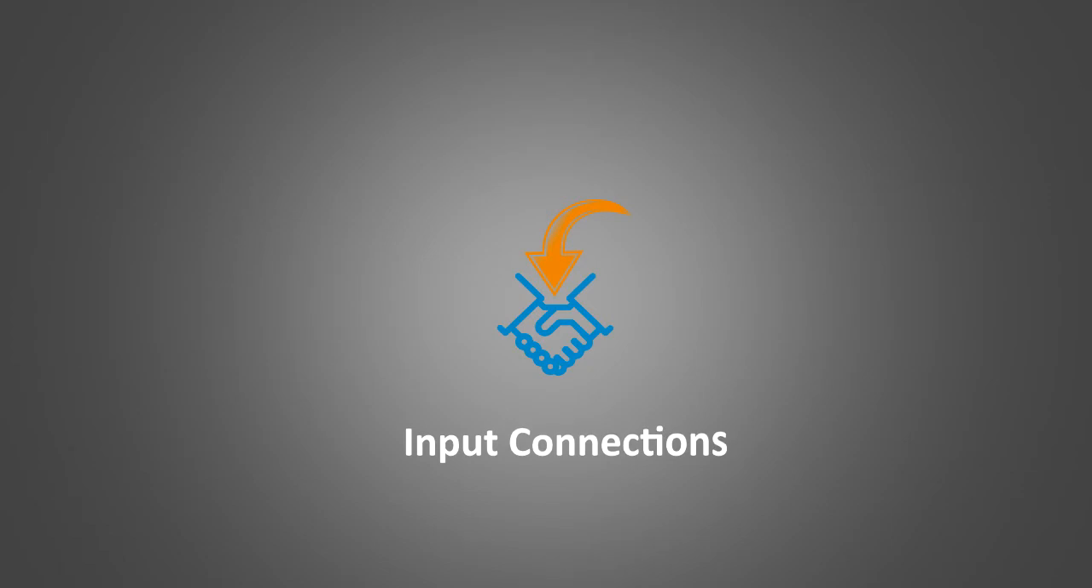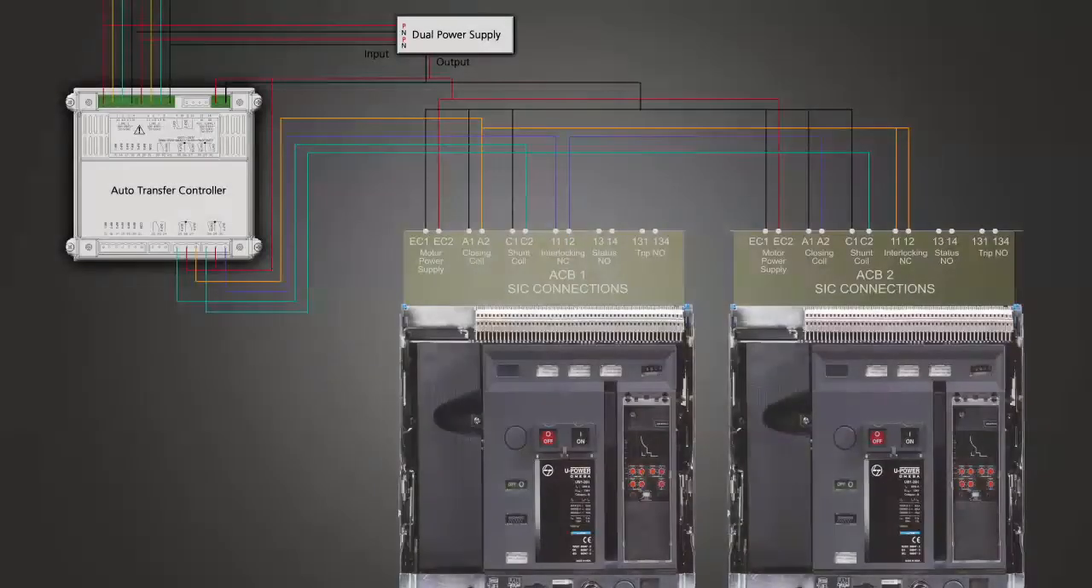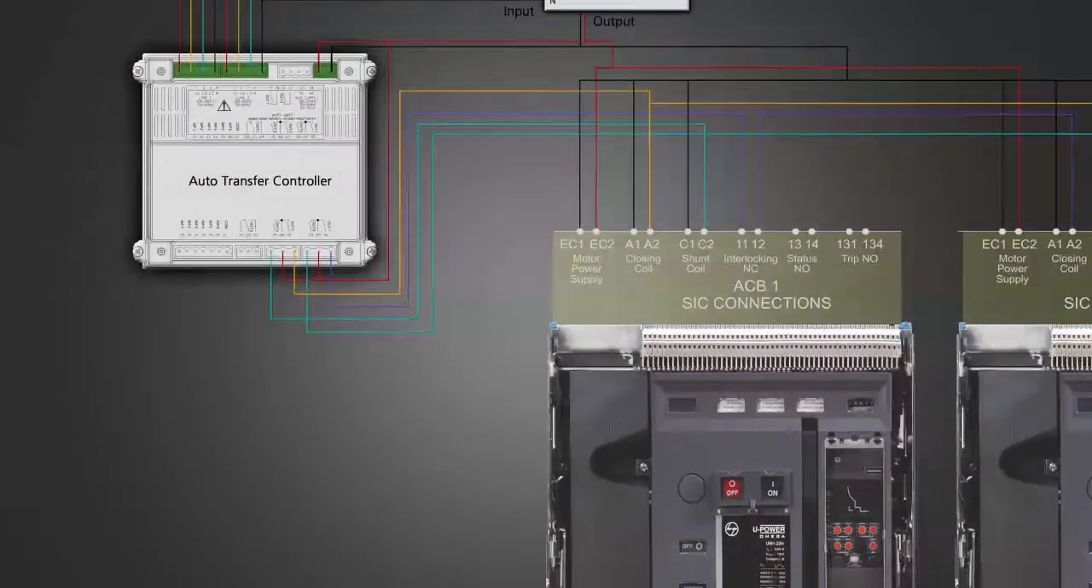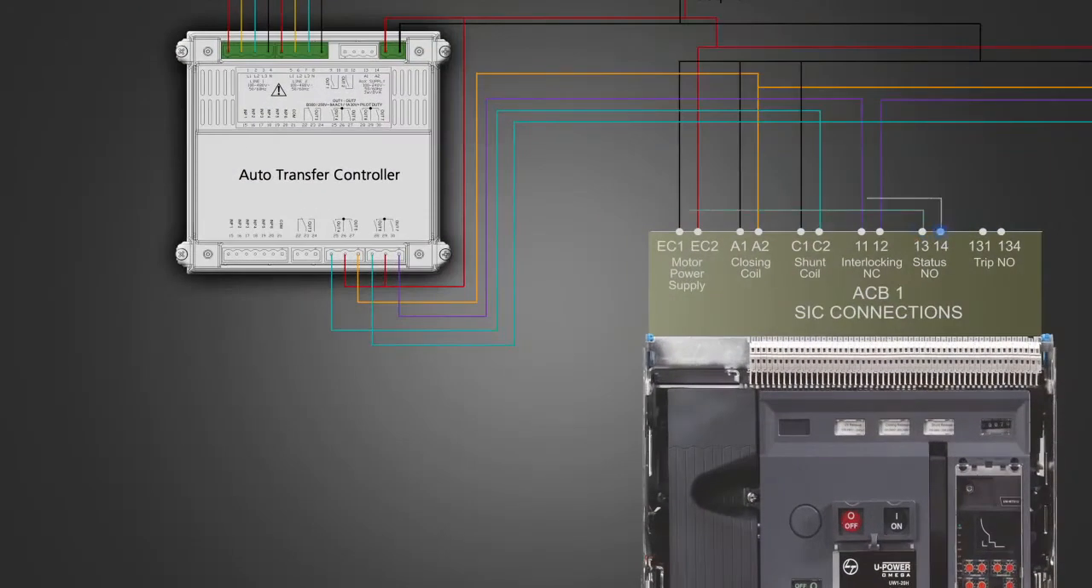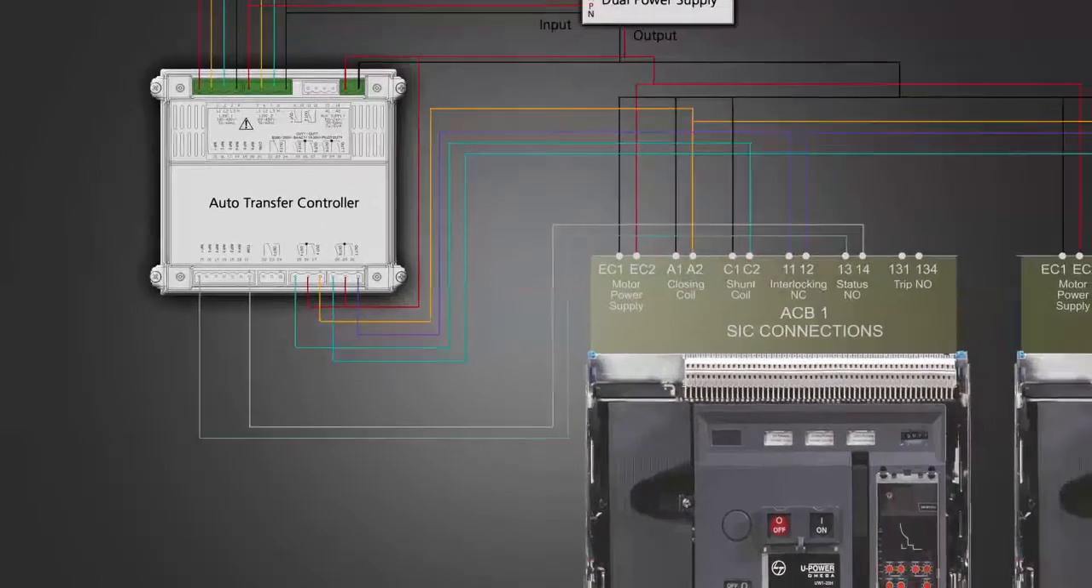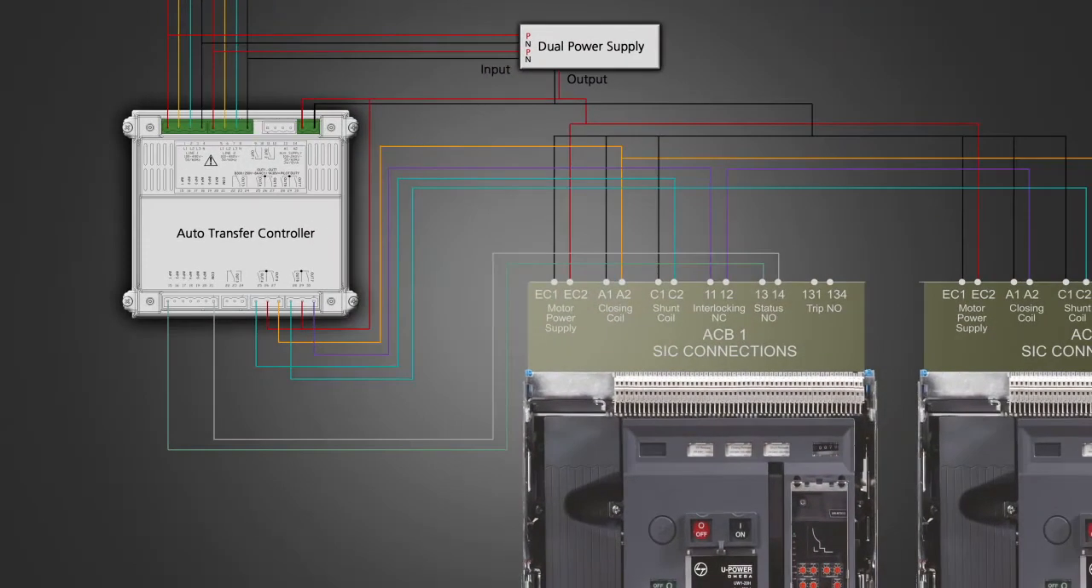Now let us look at the input connection for an ACB. NO contact, that is SIC number 13 and 14 of ACB1 connected between terminal 15 of input 1 and common terminal 21 of the controller. Trip NO contact, that is SIC number 131 and 134 of ACB1 connected between terminal 17 of input 3 and common terminal 21 of the controller.